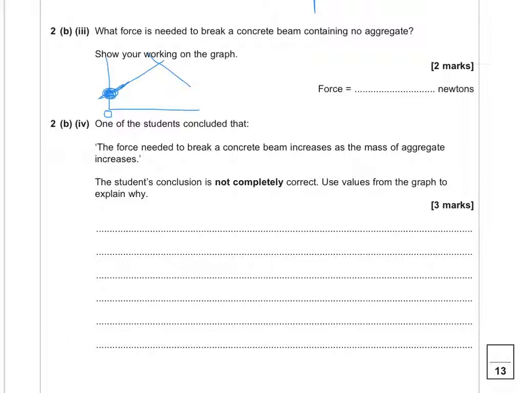And from this graph, it should be around 35. But they do give you a limit. So this question's giving you a limit between about 34 and 40. But you must make sure that you do your working out on the graph.